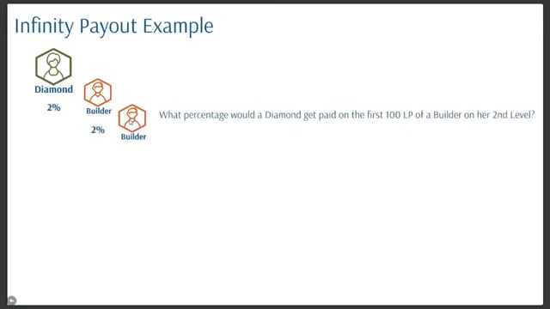And then again, what percentage would this diamond get paid on the first 100 LP of a builder on his or her second level? If you said 25%, congratulations, that means you were paying attention earlier on when we were talking about the percentages and what order they pay out in.